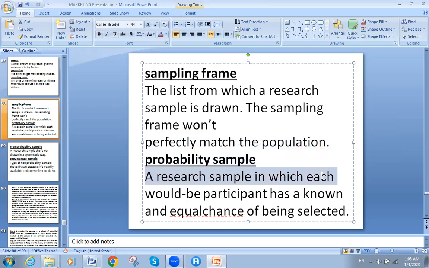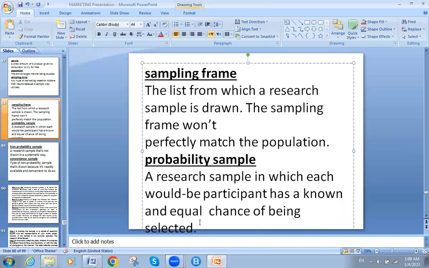A research sample in which each would-be participant has a known and equivalent chance of being selected. So, equal chance. This is equal chance to be selected. So this is the meaning of probability sample. Like I told you, they all have equal chance to be selected.